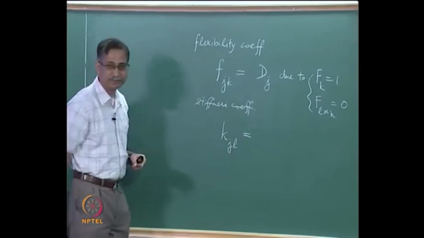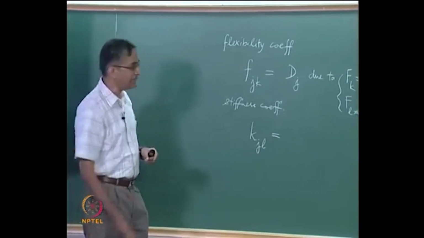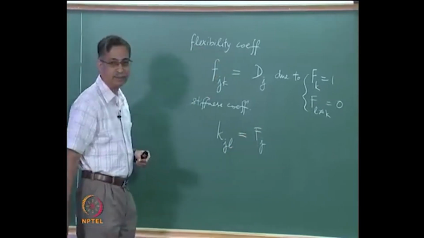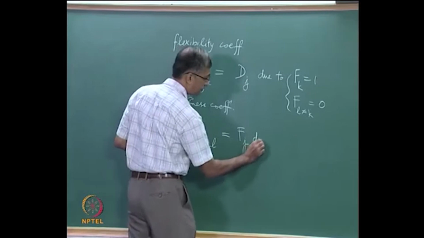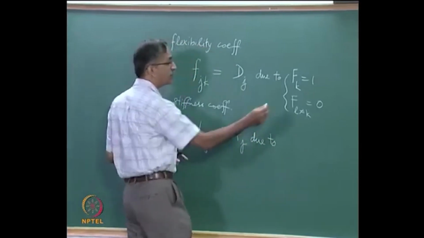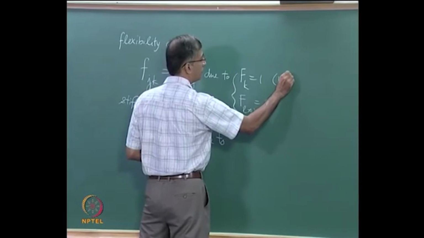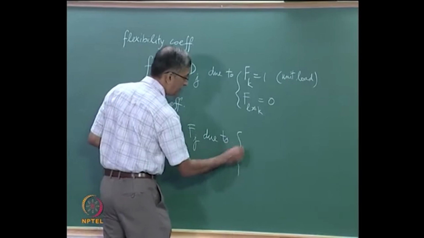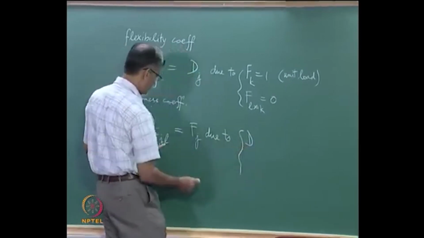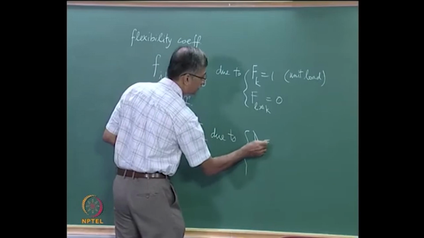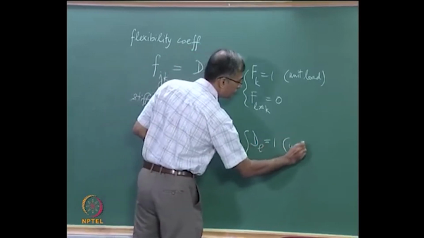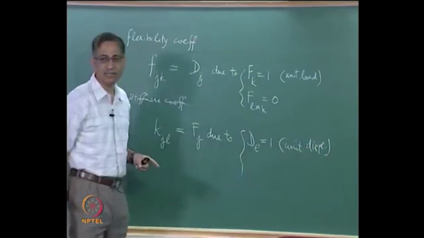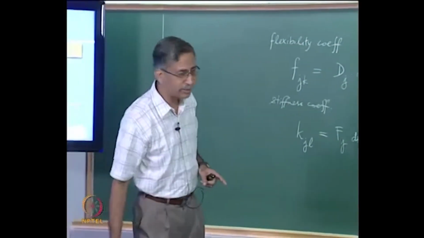What is this? This is the force at the location j due to a unit displacement. So here we have a unit load or unit force, whereas here we have a unit displacement at this location. So this is unit, and that displacement for a truss is a translation, but in a beam you could have a rotation.